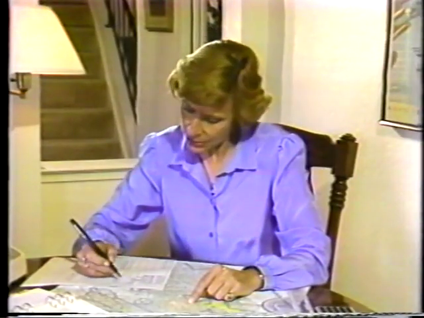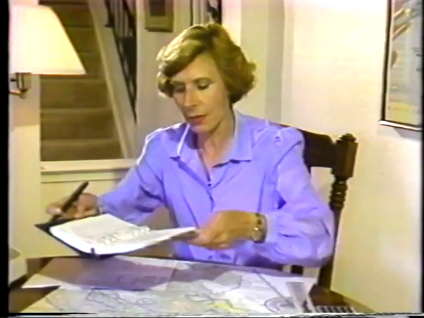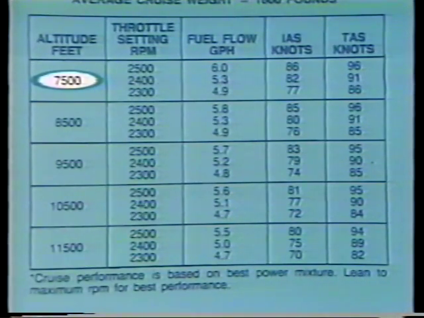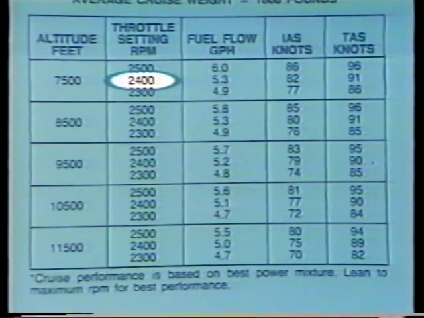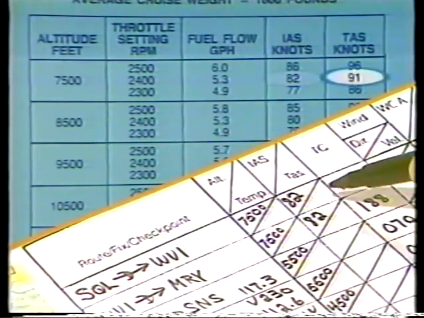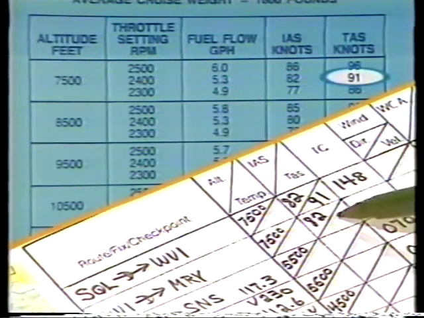The next column is a listing of indicated airspeed and true airspeed for the flight. We must refer to the cruise performance chart in the pilot's operating handbook to determine these figures. First, locate 7,500 feet, which is our altitude for the first two legs. Select 2,400 RPM to conserve fuel and read indicated airspeed of 82 knots and a true airspeed of 91 knots.